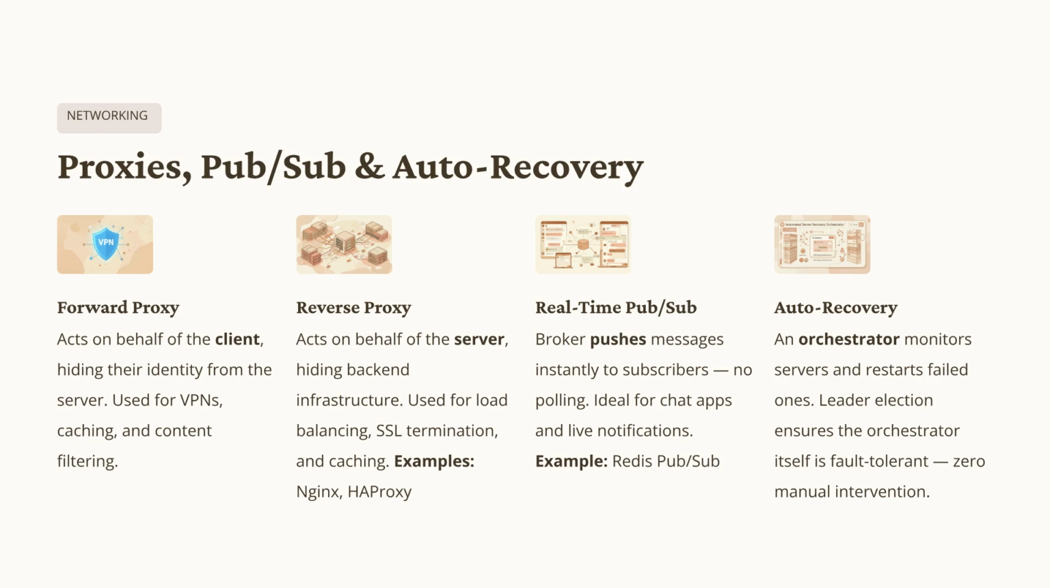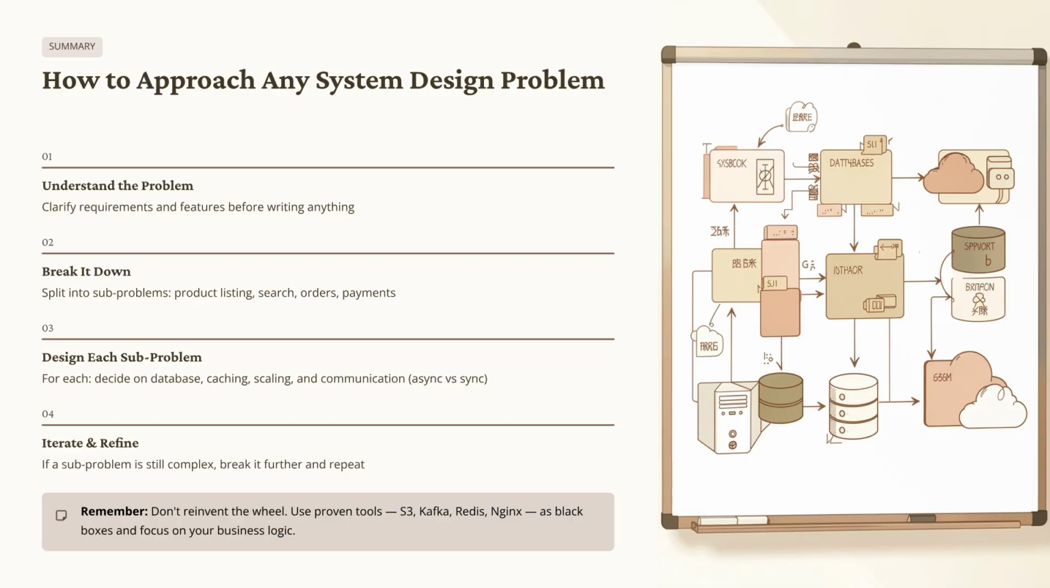Proxies, pub sub, and auto recovery are critical networking concepts. A forward proxy acts on behalf of the client, while a reverse proxy acts on behalf of the server. Real-time pub/sub brokers push instant messages to subscribers. Auto recovery uses an orchestrator to monitor servers and restart failed ones, ensuring fault tolerance without manual intervention.